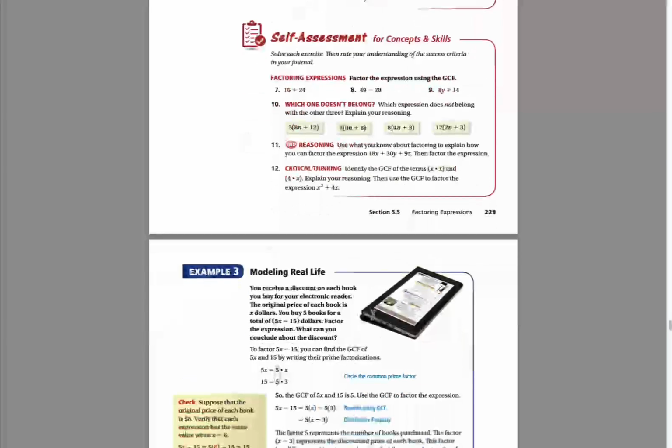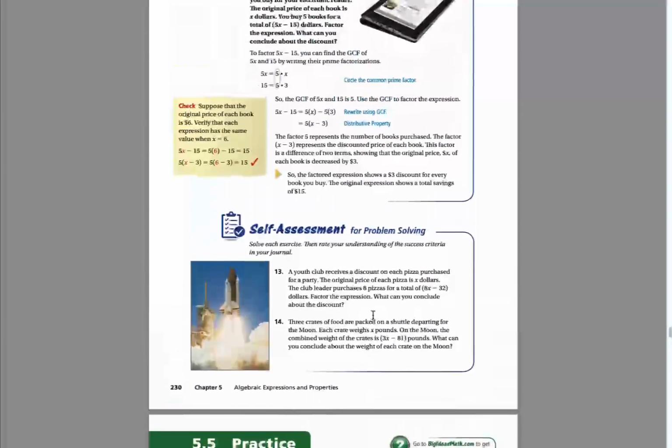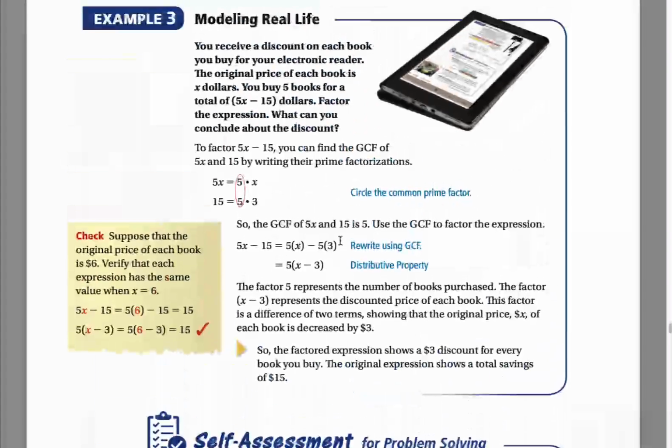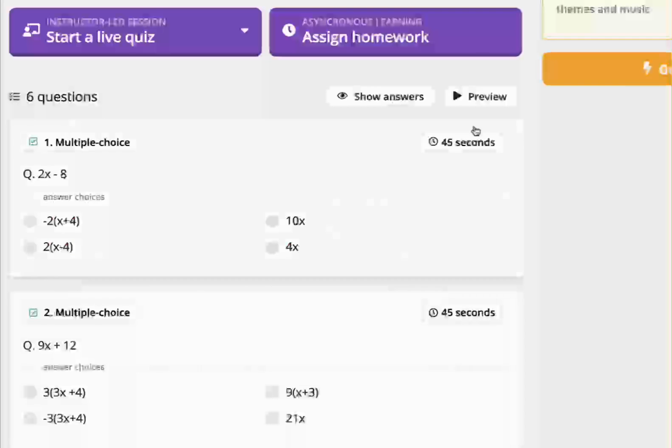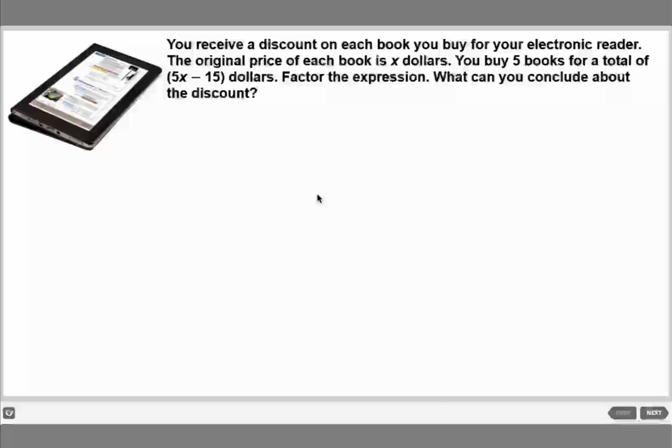Okay. And now, on page 230, we have this real life problem. For this real life problem, I will use this page here. You receive a discount on each book you buy for your electronic reader. The original price of each book is x dollars. You buy 5 books for a total of 5x minus $15. Factor the expression. What can you conclude about the discount?